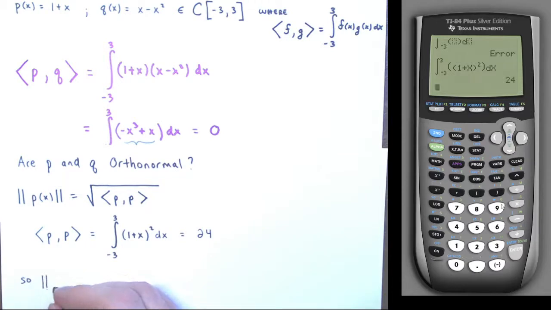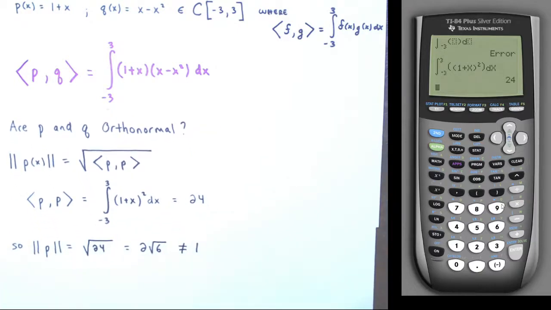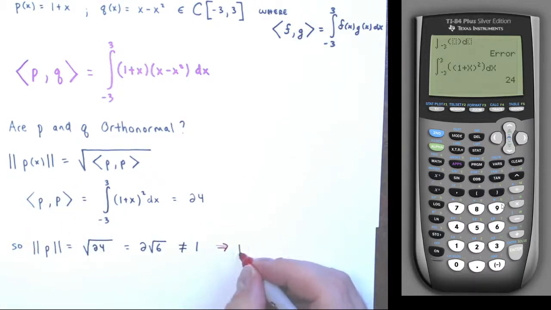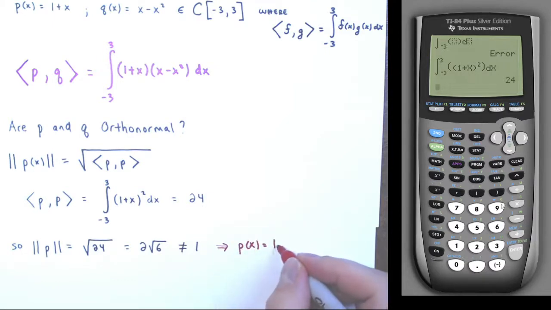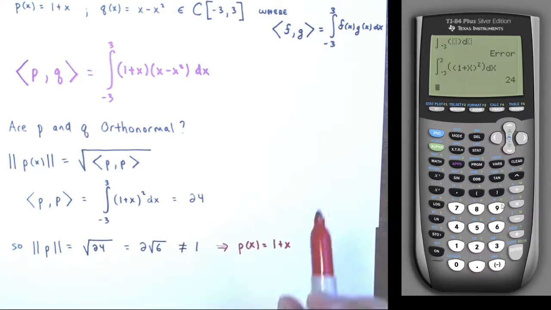So the norm of p is equal to the square root of 24 under this inner product, which you can simplify as the square root of 4 times the square root of 6. That's 2 times the square root of 6, which is, like I said, not 1. So I don't need to check q. Right? I don't need to check q, since one of these is not a unit vector. That means that p of x equals 1 plus x is not a unit vector under this inner product.